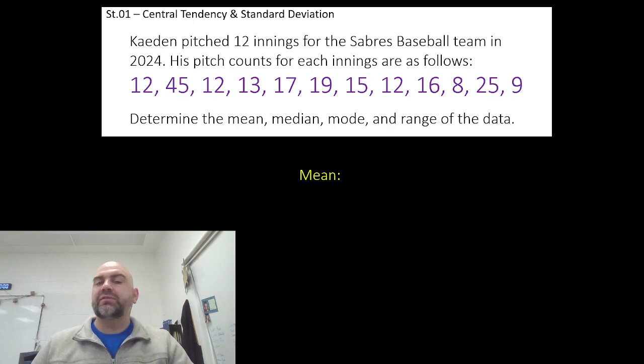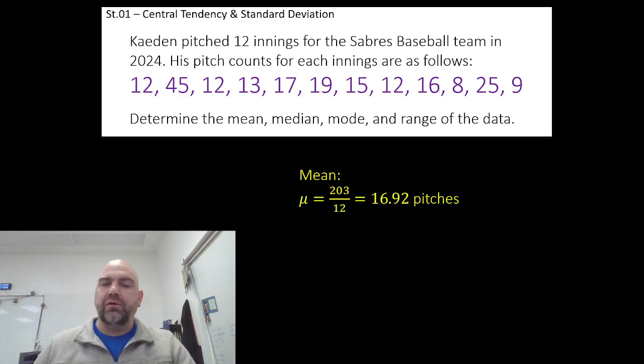So the first thing we're going to do is find the mean. Remember that the mean is the mathematical average or the arithmetic average of a data set. So we're going to take all the data points, in this case we have 12, and add them all together, 12 plus 45 plus 12 plus 13, and so on and so forth. Then we divide by 12. When we add them all together, we get a value of 203. And when we divide by 12, we get 16.92 pitches per inning. There's our mean.